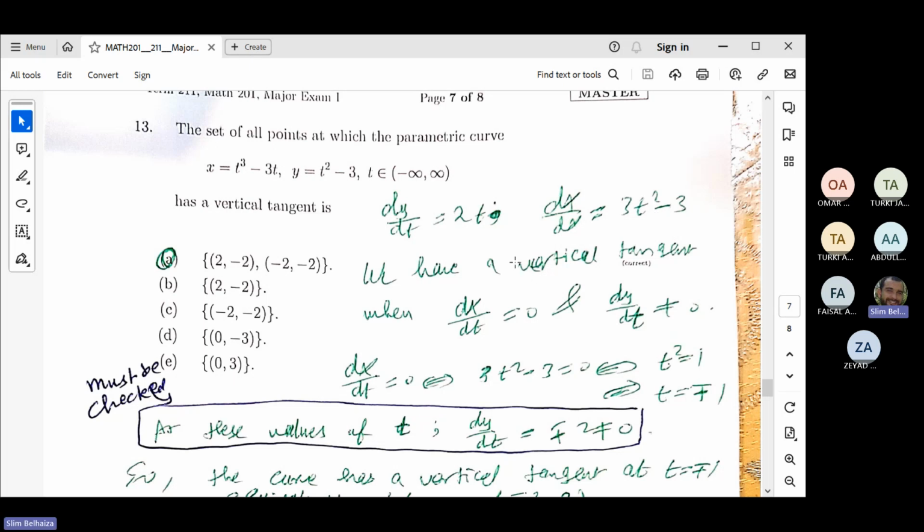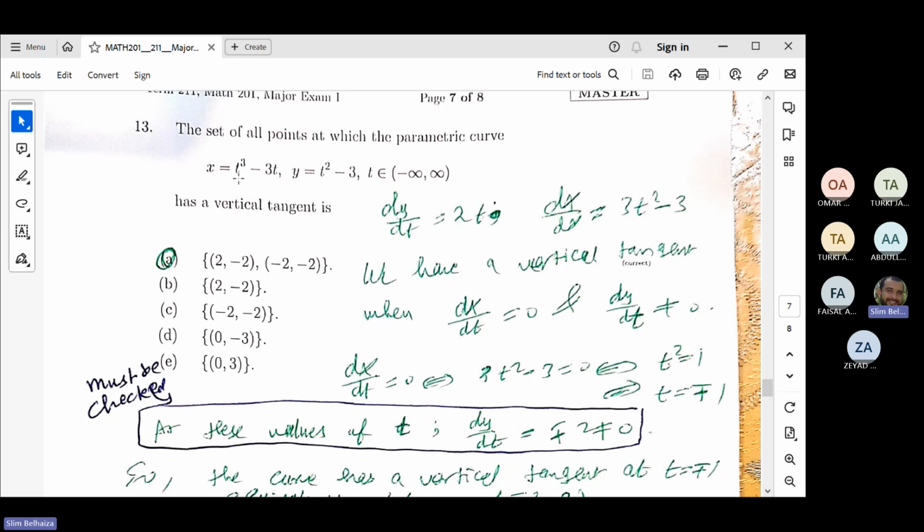Okay. So if you're looking for a vertical tangent, what do we need? We need the denominator to be equal to 0, while the numerator is not 0. The denominator, which is dx over dt, equals 0 when t squared equals 1, which means t equals plus or minus 1. And you can double check that t equals plus or minus 1 doesn't give a 0 in the numerator, in dy over dt. Okay, so we now have the full setting of t, either it's 1 or -1.